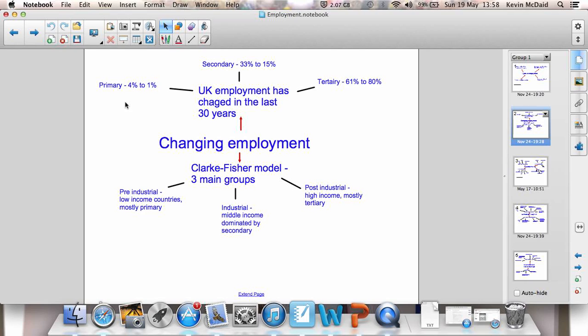So you can have a proper look at it. But it basically just shows how the employment structure changes as a country develops from a pre-industrial country, very low income, mostly primary jobs, through to an industrial country dominated by secondary jobs, and then post-industrial, high income, mostly tertiary and also quaternary. Make sure you have a look at the Clark-Fisher model. Make sure that you're aware of what it looks like and that you can talk about it.